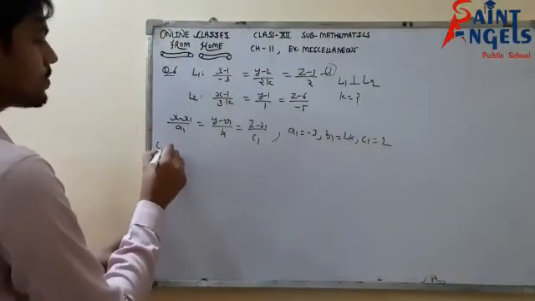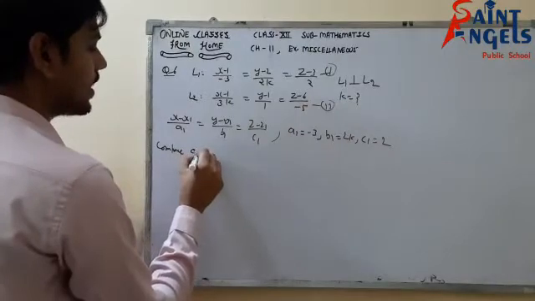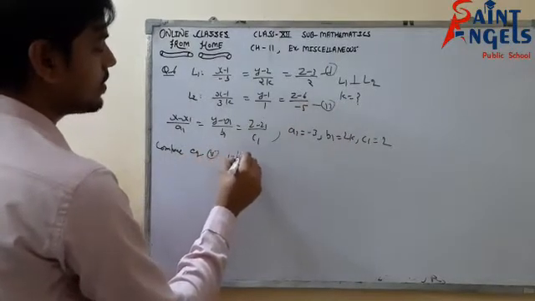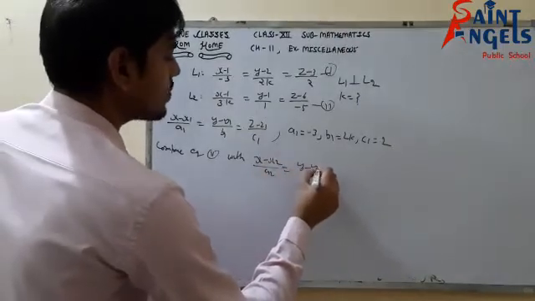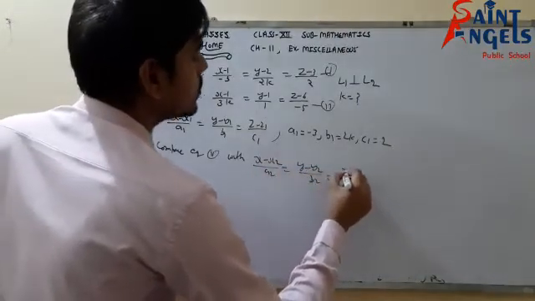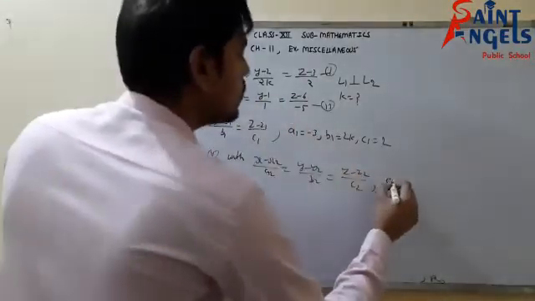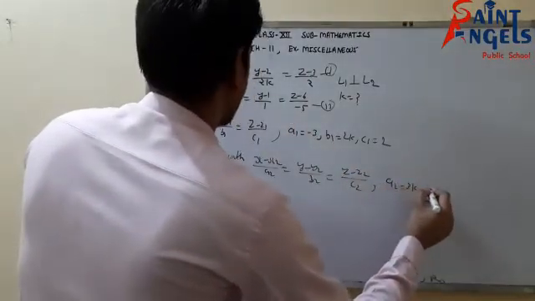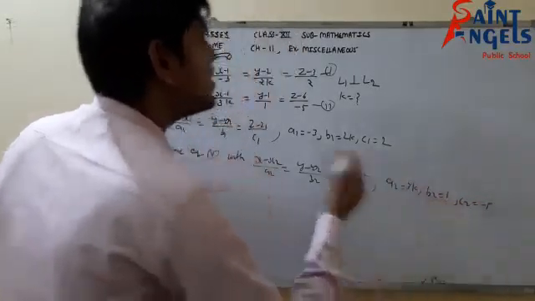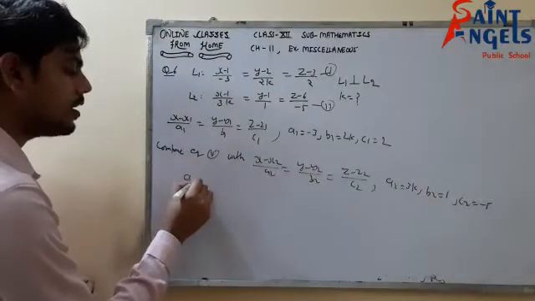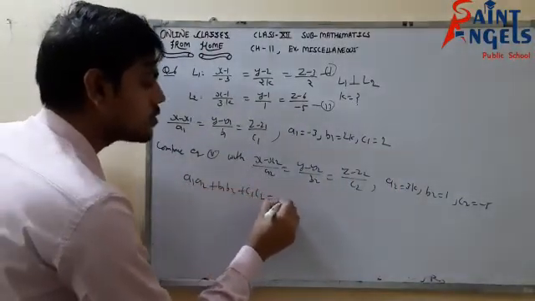Similarly, compare the second equation with (x minus x2) upon a2 equals (y minus y2) upon b2 equals (z minus z2) upon c2. From here we will get a2 equals 3k, b2 equals 1 and c2 equals minus 5. Since these lines are perpendicular, the condition a1 a2 plus b1 b2 plus c1 c2 equals 0 will hold.